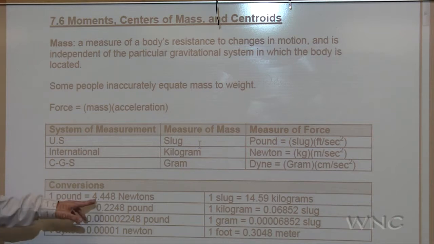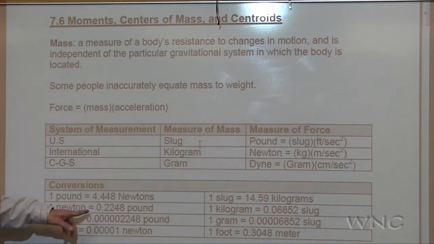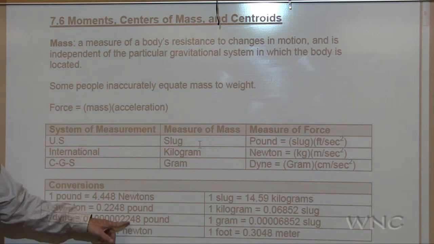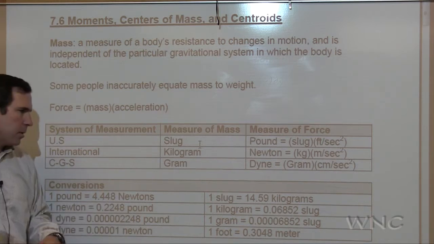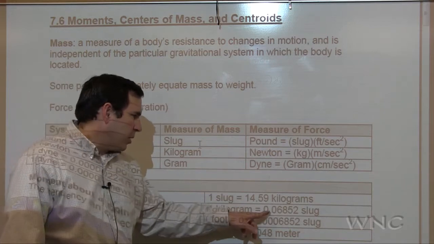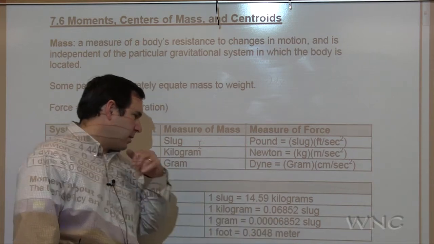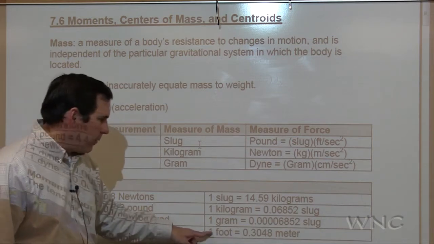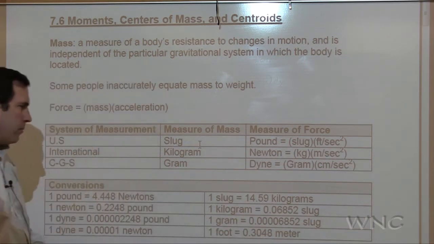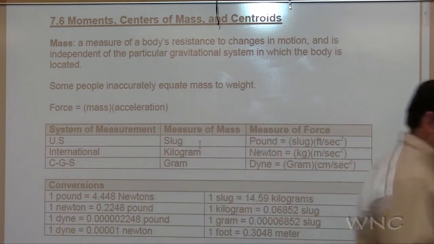Okay, conversions. 1 pound is 4.448 newtons. 1 slug is 14.59 kilograms. 1 newton is 0.2248 pounds. 1 dyne is 0.00002248 pounds. 1 dyne is also 0.00001 newtons. 1 kilogram is 0.06852 slugs. 1 gram is 0.00006852 slugs. Almost seems like that one's backwards. And 1 foot is 0.3048 meters. No, this is right. That's right. Yeah, because it's 1,000 times there.